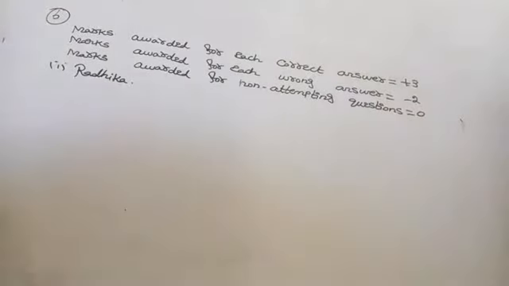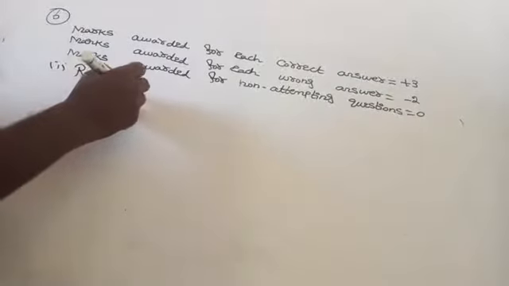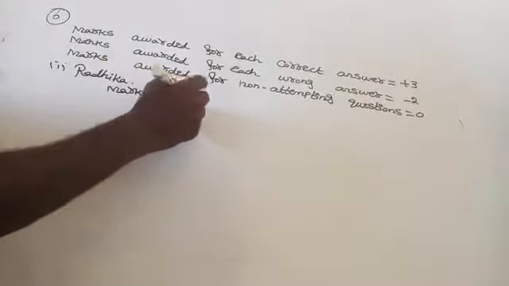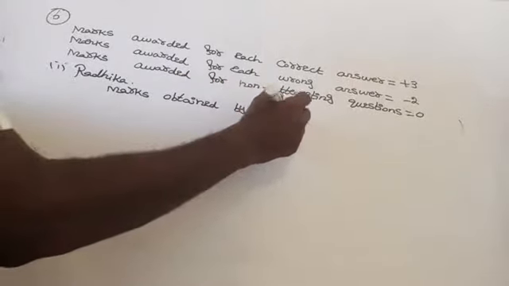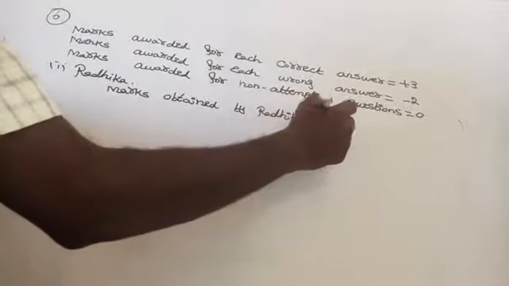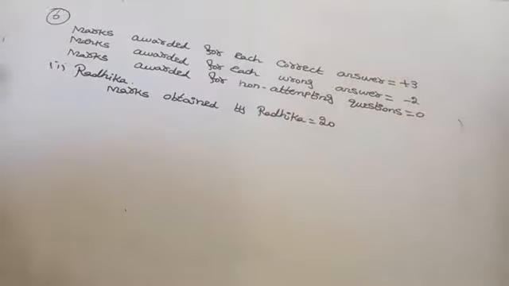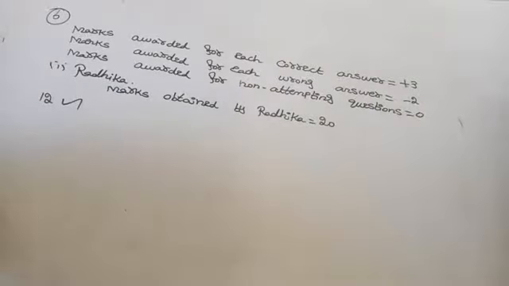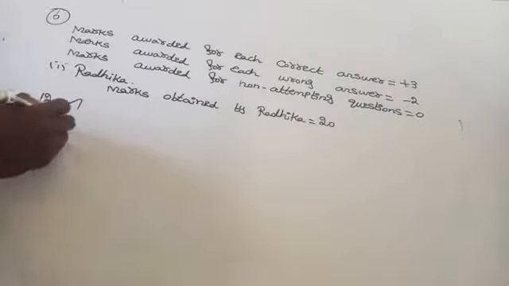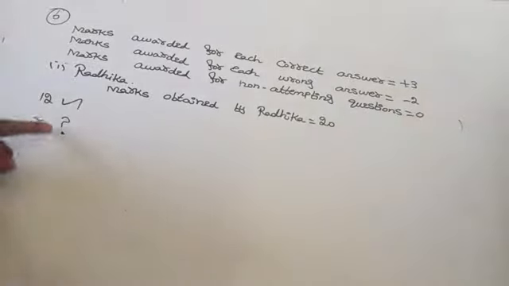Then the first part, Radhika: she scored 20 marks. That is the marks obtained by Radhika, 20 marks. And she has got 12 correct answers. Then the question is, how many questions has she attempted incorrectly? So this is the question.